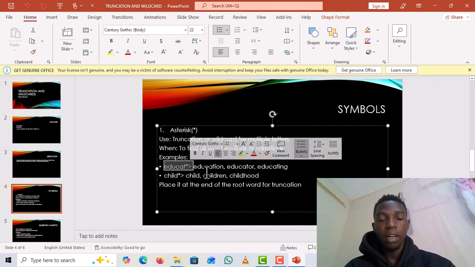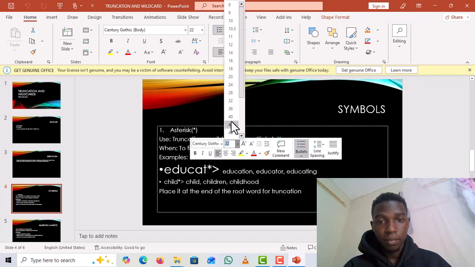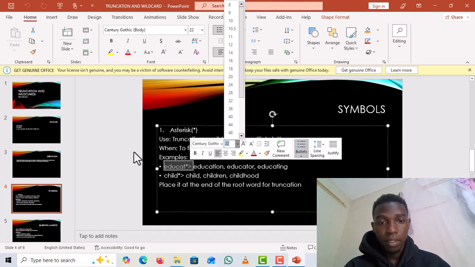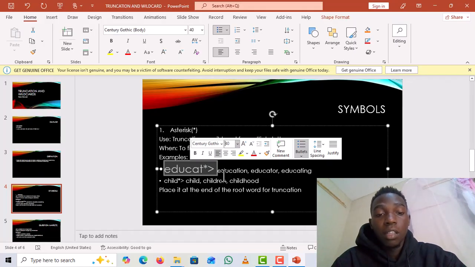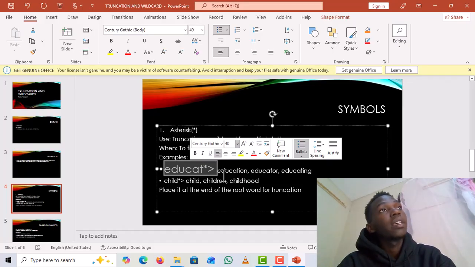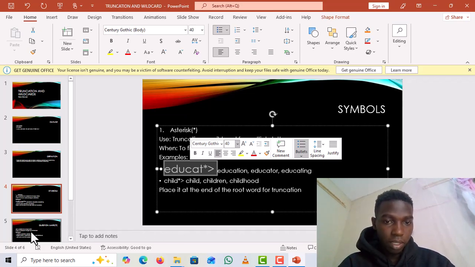Educate. This one will stand for a variety. For example, if you say educate, it may mean education, educator, and educating; child, children, or childhood, instead of writing the whole words. So in your search, you place it at the end of the root word for truncation. So let's go to our next slide.